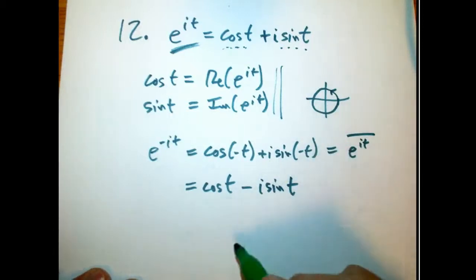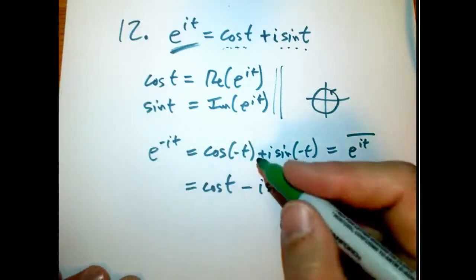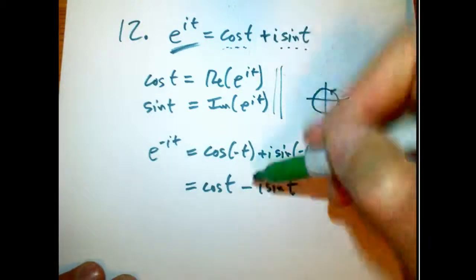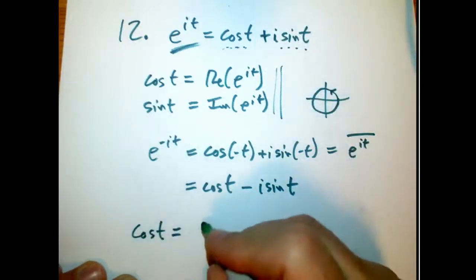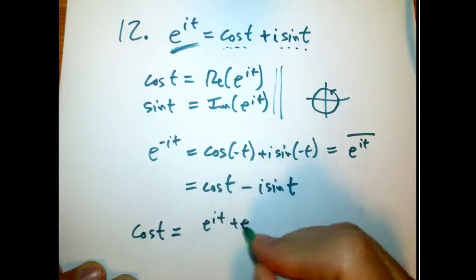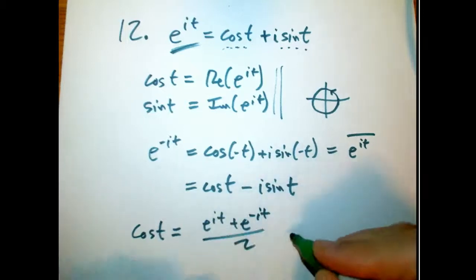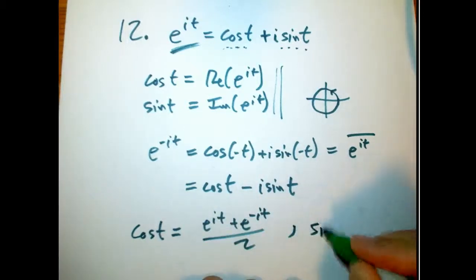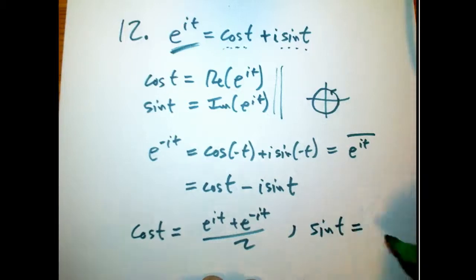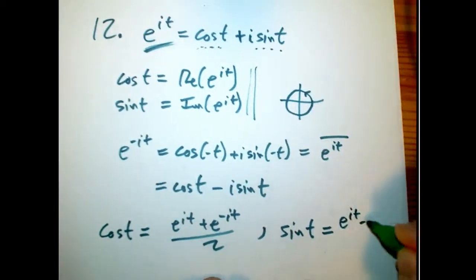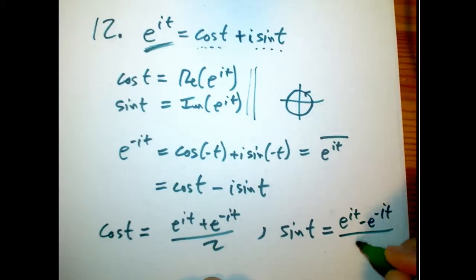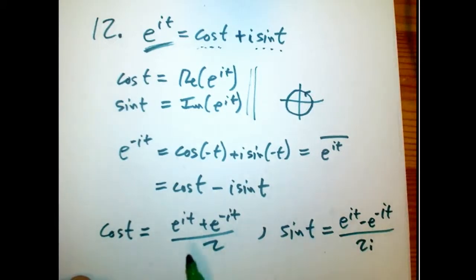And here's what's super cool about that. I can add and subtract these guys, and I can get cosine t is e to the it plus e to the minus it over 2. And sine t is e to the it minus e to the minus it over 2i. And these are extremely like the definition of cosh and sinh, the hyperbolic cosine and hyperbolic sine.